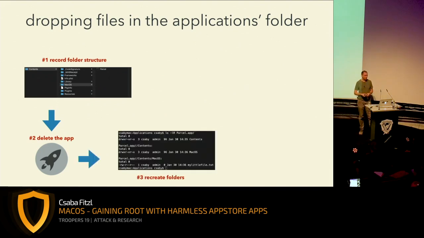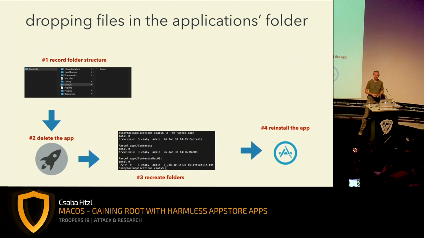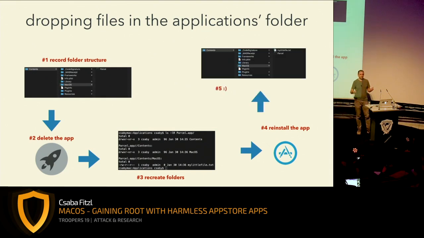Then you go to the application folder and you recreate the application folder structure, because you have write access to the /applications folder, and you drop your file there. Then you go to the App Store and reinstall your application, and it will install nicely into the folder structure you already created. And yeah, you pretty much placed any file into the application folder you wanted. You just need to delete the app, recreate the folders, reinstall it, and then it's there.